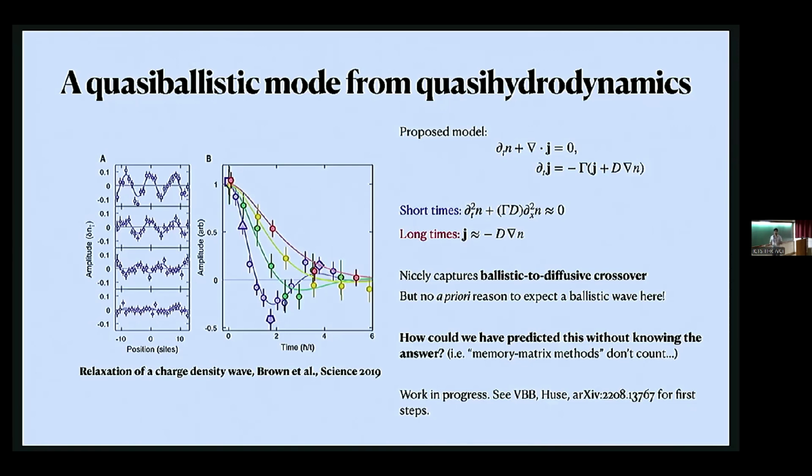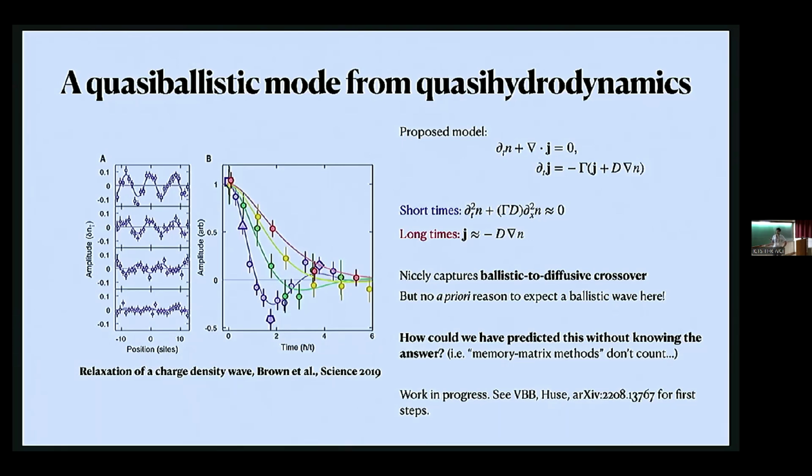So my question broadly is, how could we have predicted this without knowing the answer? So this means in particular that what people call memory matrix methods for me don't count, because you're putting in slow modes by hand, and I don't want to do that. I want the theory to tell me what the slow modes are. So we tried to enhance this effect in a toy model where we confirmed that we could at least enhance the effect in a 1D toy model, but I would say a global understanding is still work in progress.